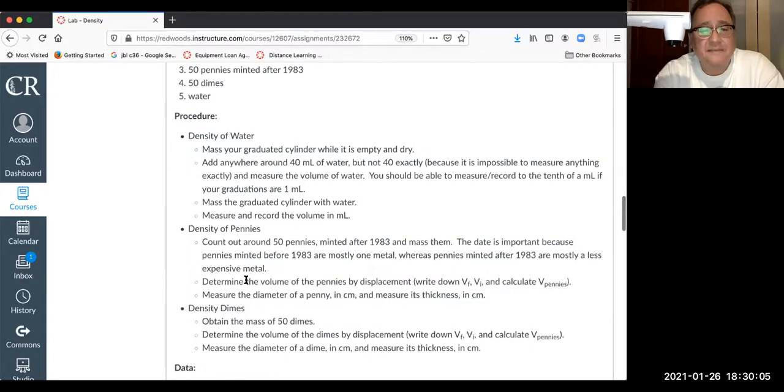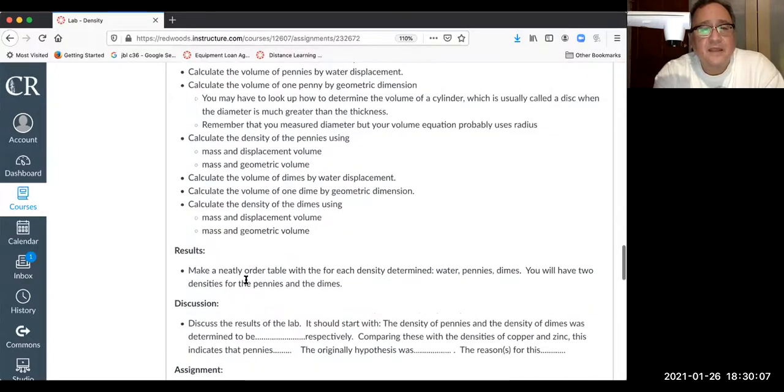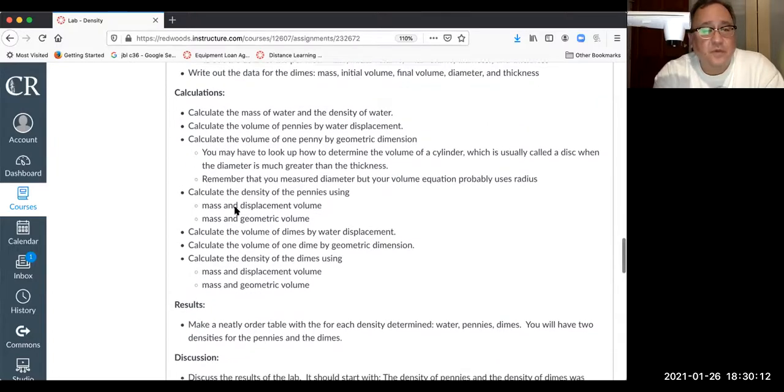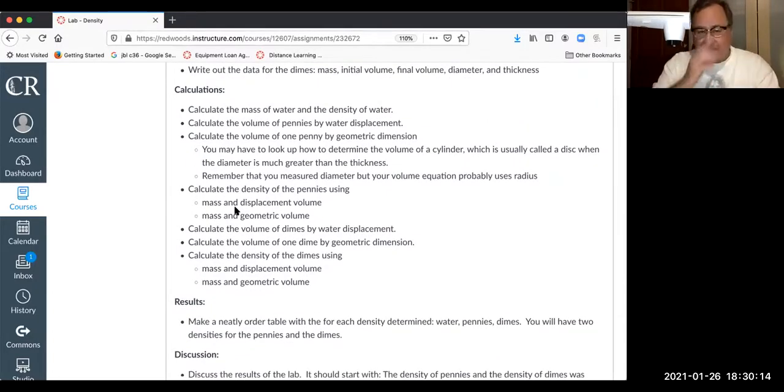let's go to some of these calculations. So what we're going to look at here is these calculations, and I'm going to switch screens to my paper so you can see what I'm writing. We'll take a look at calculate the volume of 1 penny by water displacement, or the pennies by water displacement. Calculate the volume of 1 penny by geometric dimension. And we'll take a look at that.